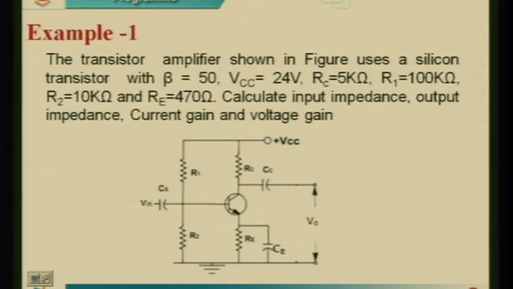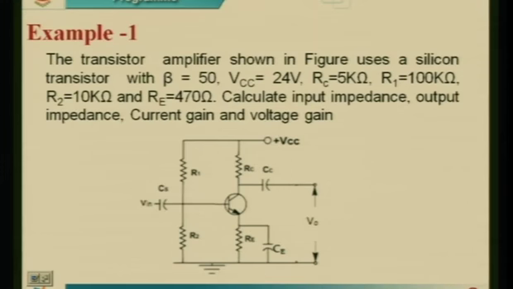Consider the first example. The transistor amplifier shown in the figure uses a silicon transistor with beta equal to 50, VCC 24 volts, RC 5 kilo ohms, R1 100 kilo ohms, R2 10 kilo ohms and RE 470 ohms. Calculate input impedance, output impedance, current gain and voltage gain.